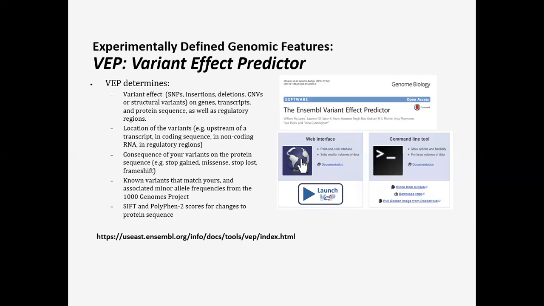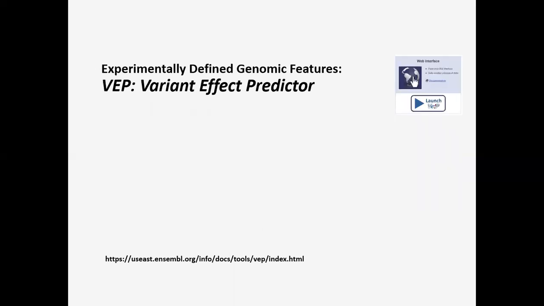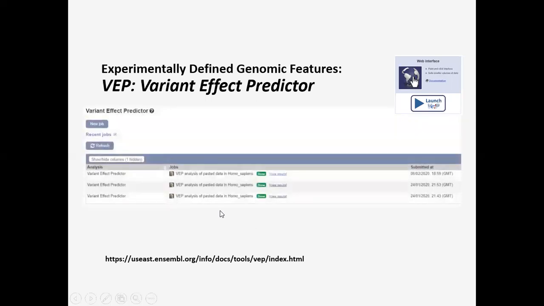It can also show us the known variants that match with our variants, along with the minor allele frequency from different databases like the 1000 Genomes Project, gnomAD, or the ExAC project, and from different populations. It can also functionally predict the variants using databases like SIFT and PolyPhen, and score the variants for change to protein sequences. It can also provide experimentally validated genomic features. So I will show you in detail how to use the Variant Effect Predictor.